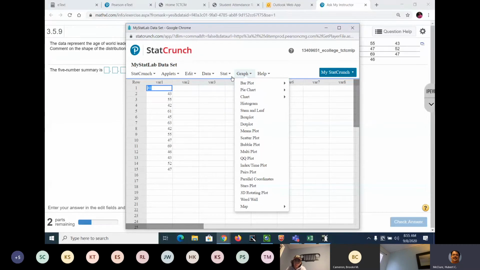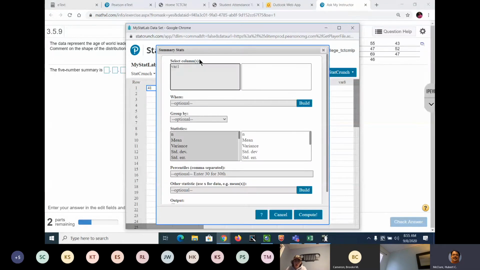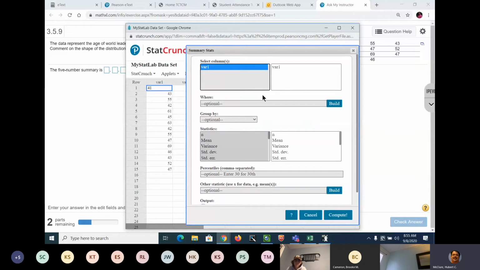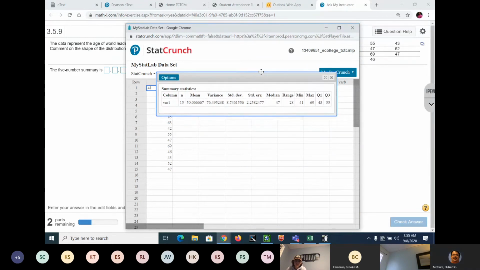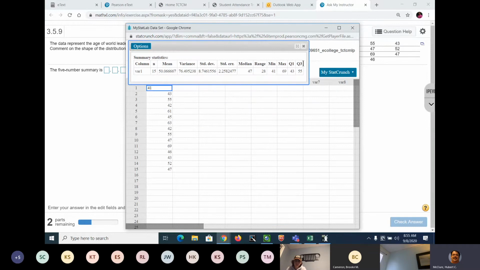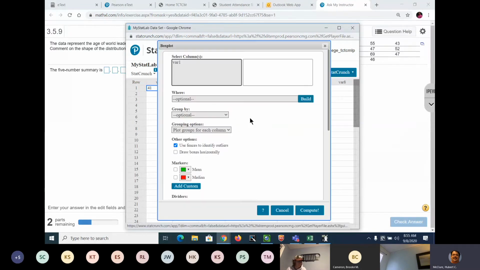Stat, summary stats, it should be right there. Variable 1, click on that and hit compute. There we go. There's your mean of 50.667, and there's your five-number summary. If you want to do a box plot, go to graph, box plot, variable 1, and hit compute.